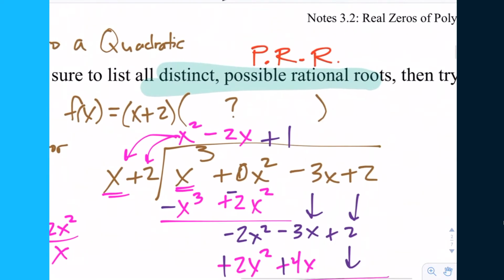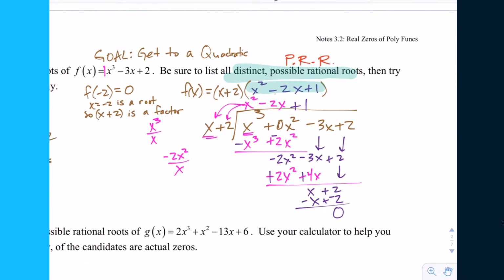So guess what? Now I know the other factor. I can get rid of that question mark and say, oh, f of x then is x plus 2 times the quotient x squared minus 2x plus 1. Yay! So that's exactly what we did. 350 divided by 7 was 50, so 350 equals 7 times 50. But is 7 times 50 the prime factorization of 350? Or does 50 itself factor some more? It factors some more. So now, once we get down to this good-looking quadratic, we can factor it because we have experience doing that.